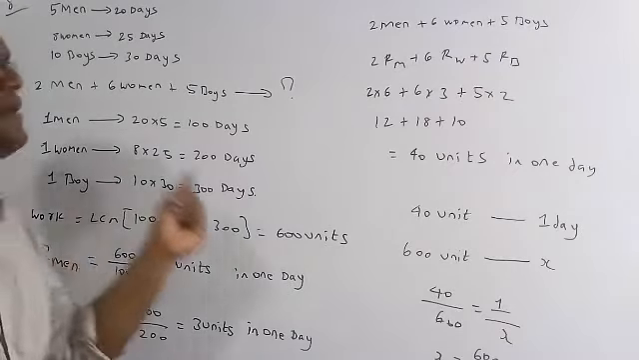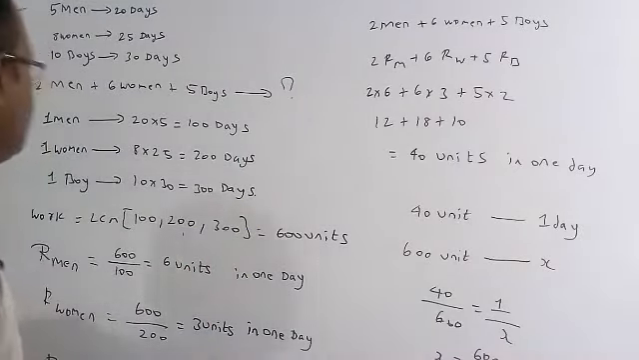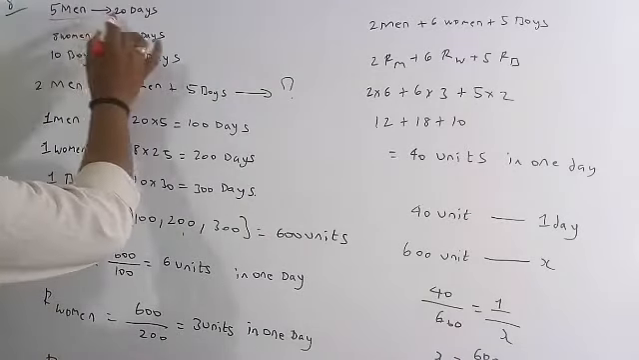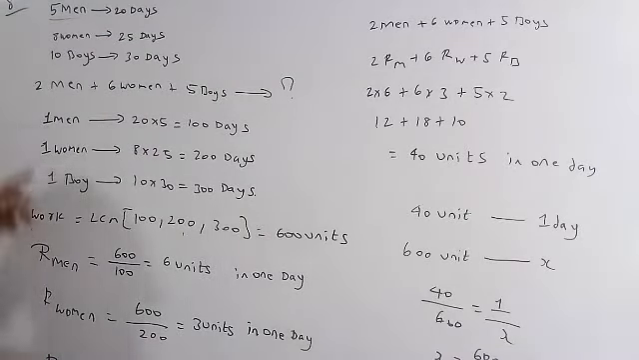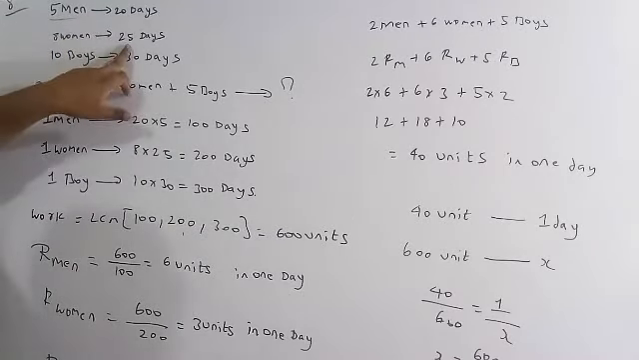Suppose they paint the same building, in how many days can they paint this building, we need to figure out. Therefore, if 5 men can do the work in 20 days, then 1 man can do it in 20 into 5, which is 100 days. And similarly, 8 women can paint the building in 25 days.